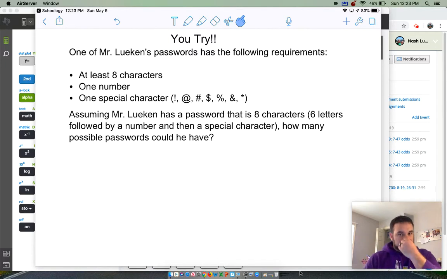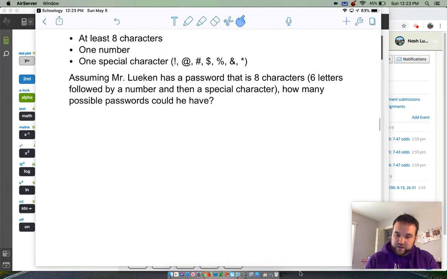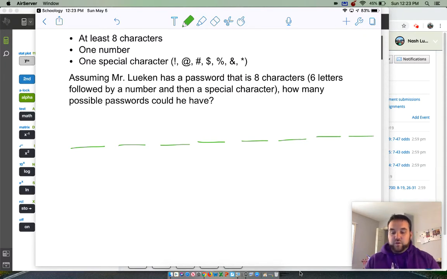So let's say I have a password that's 8 characters long. Okay, so 8 total. The first 6 are letters, and then I have a number, and then finally a special character. How many possible passwords could that be? How many different passwords fit that description? Since I know it's 8 characters long, I'm going to put 8 slots on here. 1, 2, 3, 4, 5, 6, 7, 8. Now, the first 6 are letters.